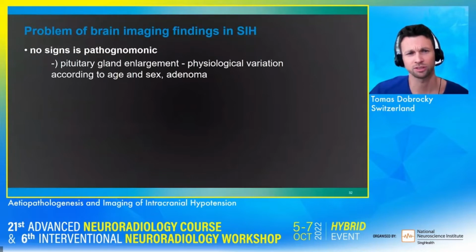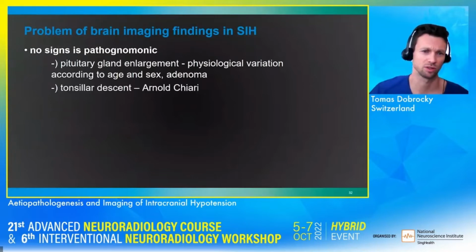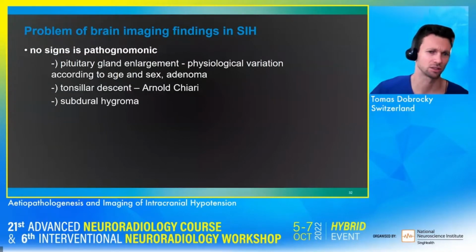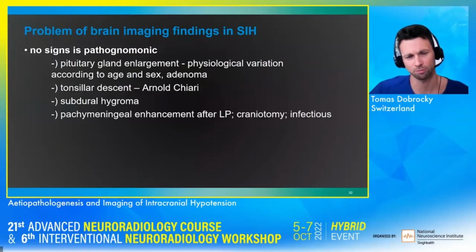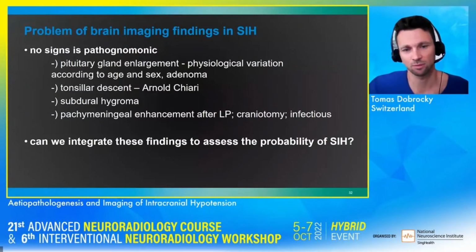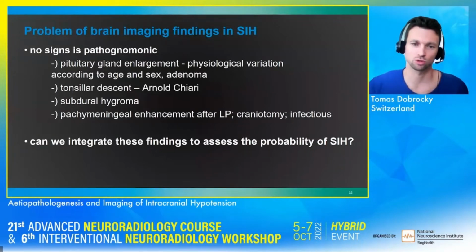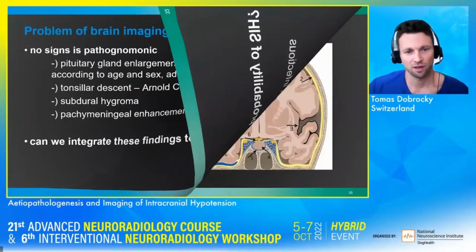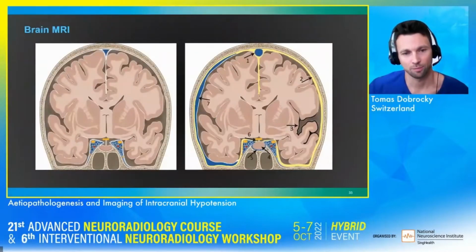So for example, the pituitary gland size can vary due to the sex and age of the patient. Tonsillar descent we can see in Arnold Chiari. Subdural hygromas can occur in the elderly population, and the pachymeningeal enhancement can occur after lumbar puncture. So is there any sign that helps us to differentiate those, or to combine? How can we proceed? So we have published a paper on a score where we combine those signs.